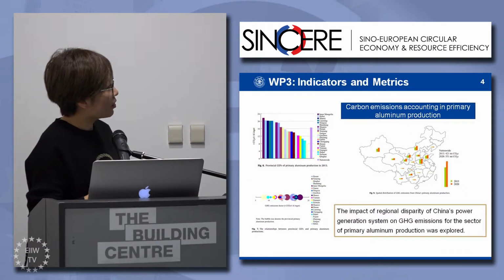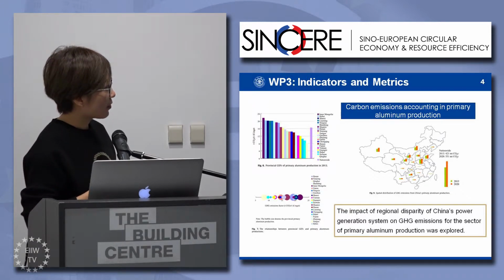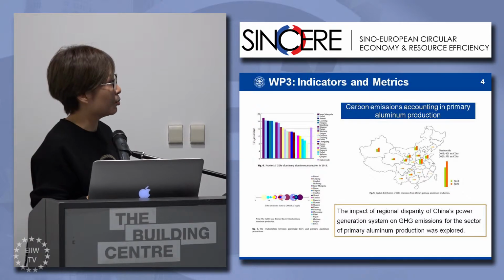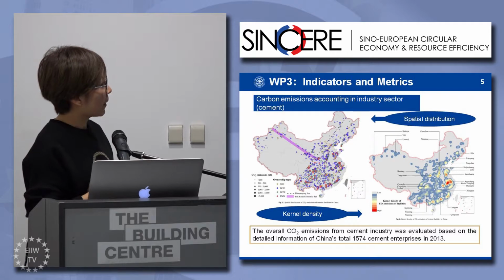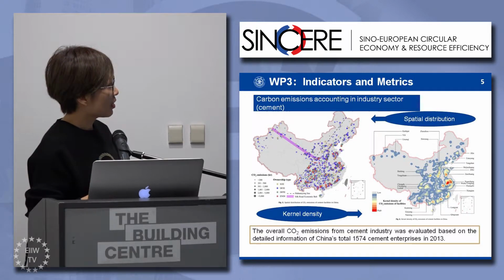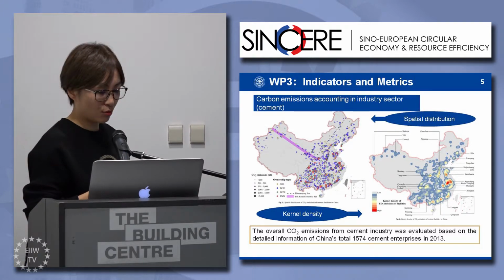Okay, this one is about carbon emission accounting in aluminum production in China. They also do a spatial distribution analysis of this. And here are more than 20 provinces, with the greenhouse gas emissions from aluminum production. This one is about cement production. We can see the greenhouse gas emissions, also the spatial distribution.